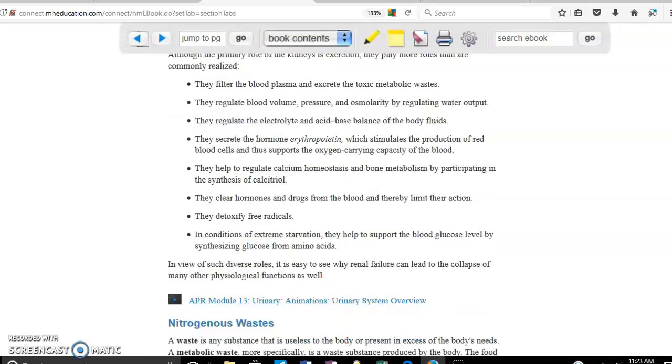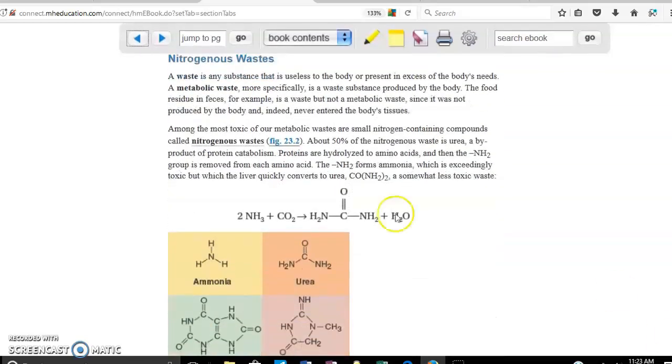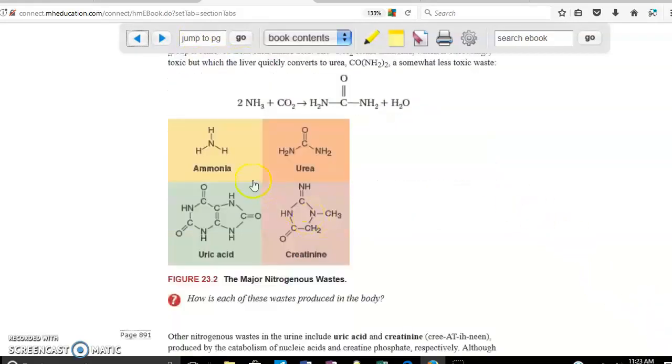So we keep scrolling down. There's a very important waste that we need to eliminate through urine, and that's the waste that contains nitrogen. That's why it's called nitrogen waste. What is the waste that contains a lot of nitrogen? It's going to be ammonia, urea, uric acid, and creatinine. These four substances are toxic to humans.